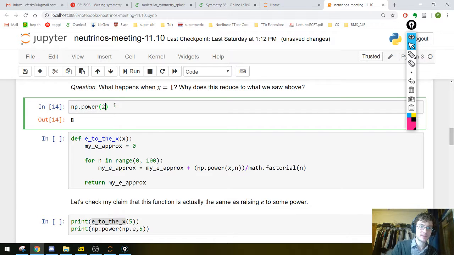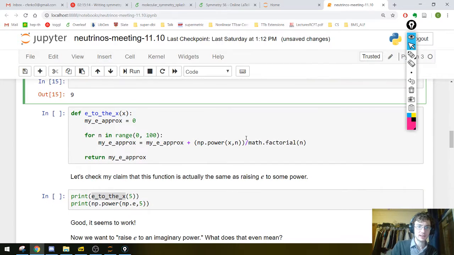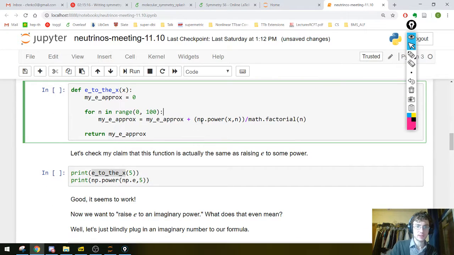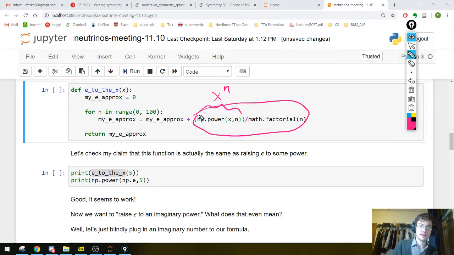Okay. So what if I do np.power 3 2? What should I get? 9. Yeah, good. Okay. So that's what power is doing. All right, so let's go back down here. So np.power x n, I think that's giving us x raised to the power n, right? So this is x to the n. And then that means this whole thing here, x to the n, I have a little fraction bar there. So this whole thing is x to the n over n factorial.